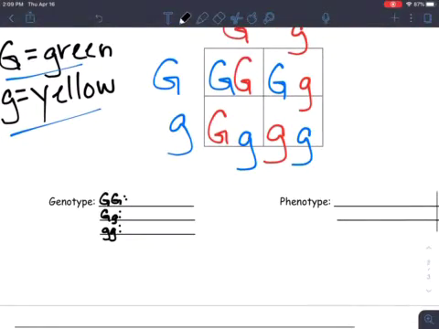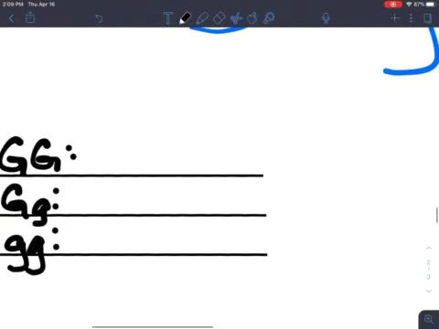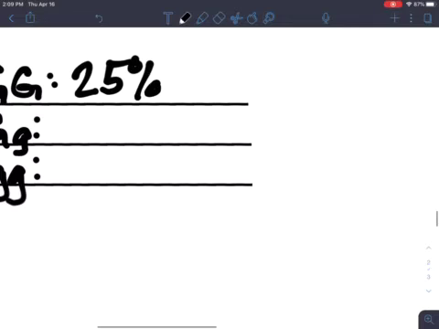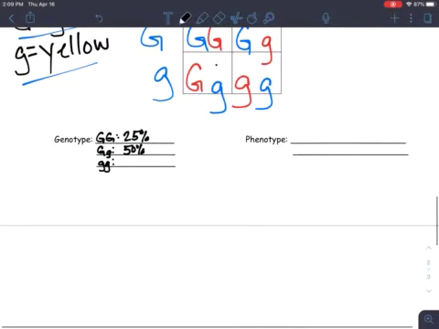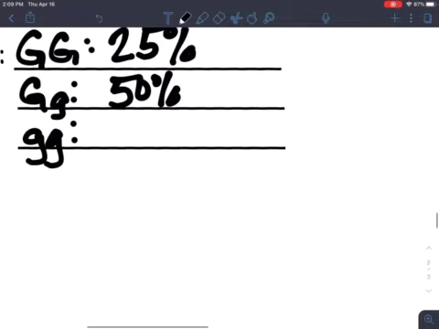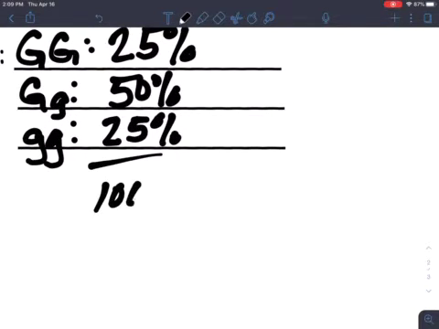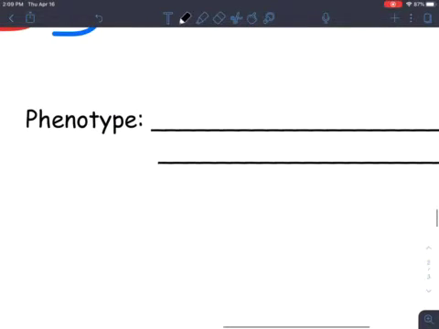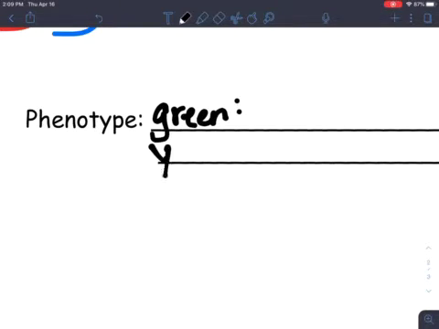I have 1 box that is big, big. That is 25%. I have 2 boxes that are big, little. That is 50%. And I have 1 box that is little, little. Again, adds up nicely to 100%. All good to go. My 2 potential phenotypes were green leaves or yellow striped leaves.